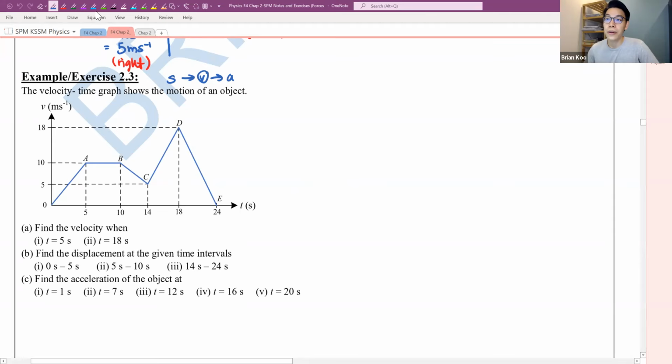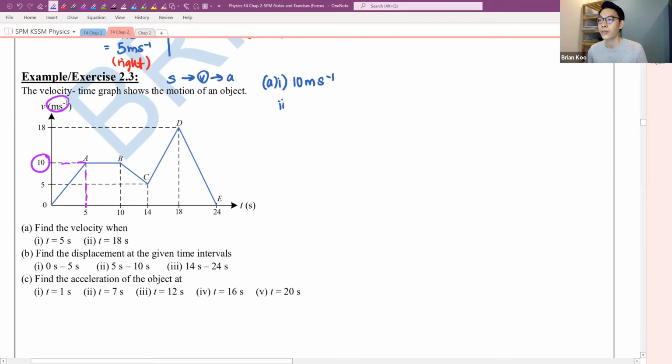So part A, I have a velocity graph and the time is 5 seconds. They ask me, what is the velocity at 5 seconds? That's just reading the value, right? At 5 seconds, it is 10 meters per second. Don't need to calculate anything. This is what we call in chapter 1 interpolation, which means you read the values from the graph. So part A1, 10 meters per second.